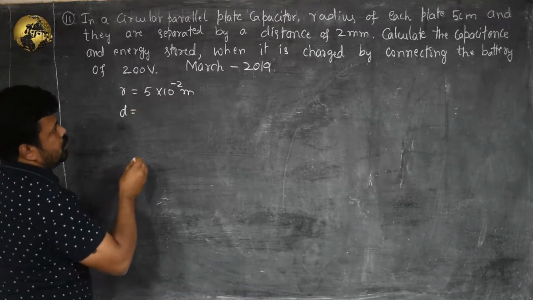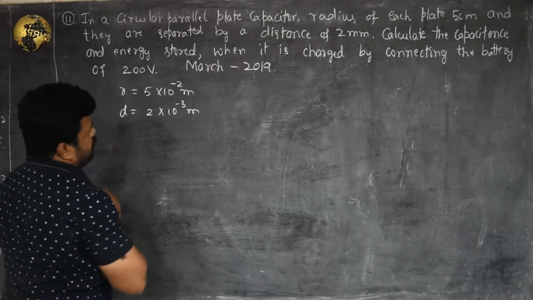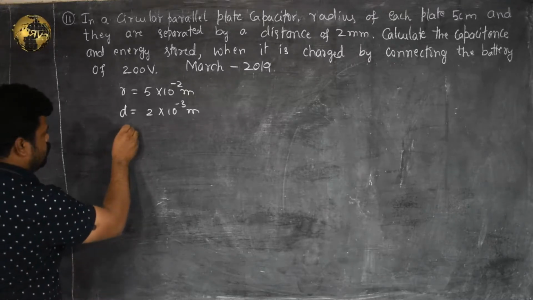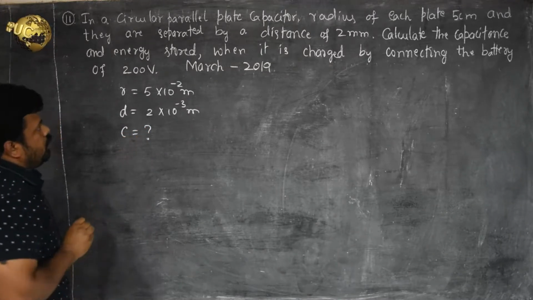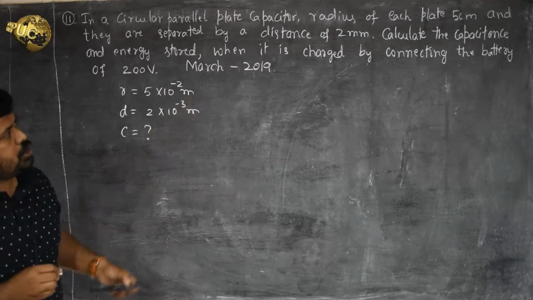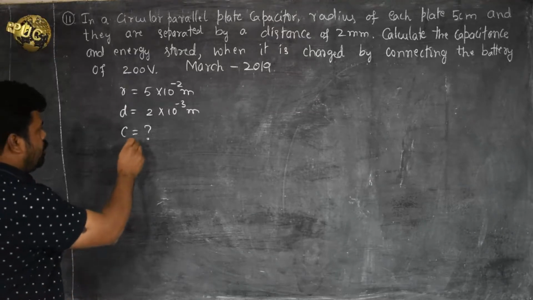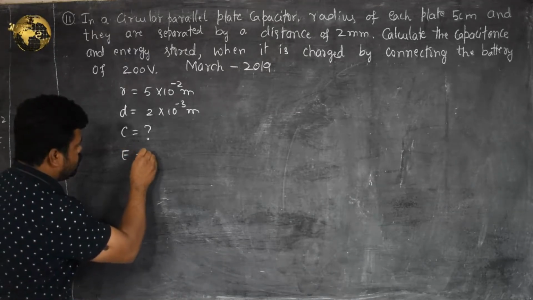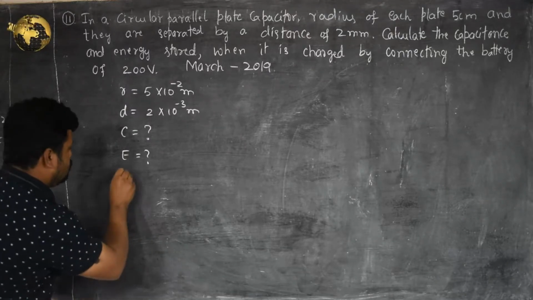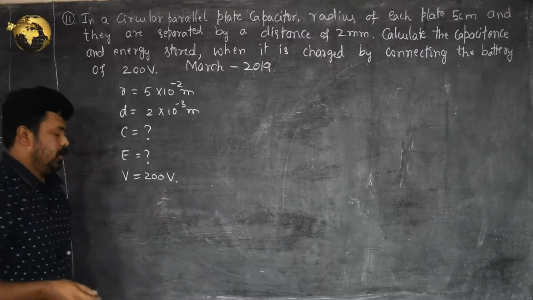D is equal to 2 into 10 to the power minus 3 meter. Calculate the capacitance C and the energy stored when it is charged by connecting a battery, so the potential difference is 200 volt.